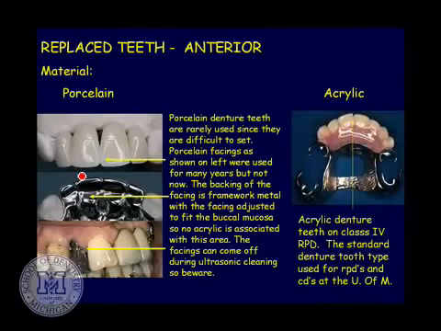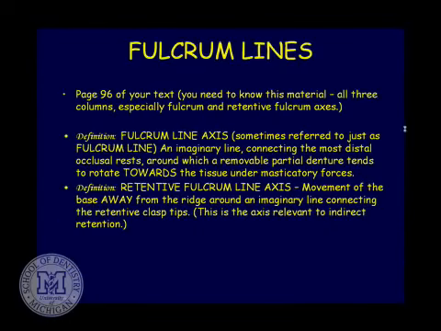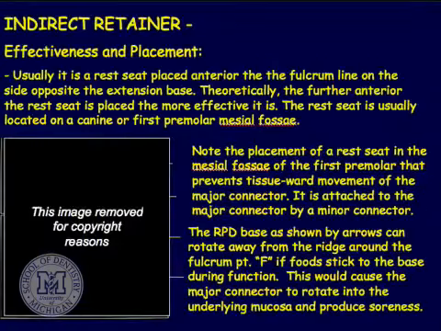Indirect retainers and fulcrum lines. Basically, if you go ahead and look at page 96 of your text, it goes over these real thoroughly. I'm not going to bother to do that here. Your indirect retainers essentially are that portion that are going to resist occlusal movement of the denture, but more important, they're for orienting the denture framework or the partial denture framework for reline procedures. So indirect retainers are particularly helpful if you're going to reline a partial denture.